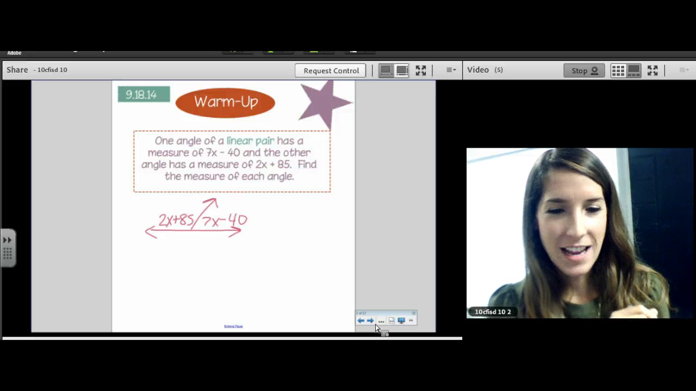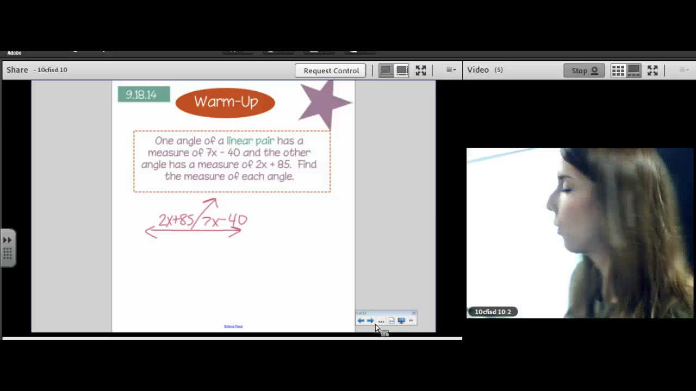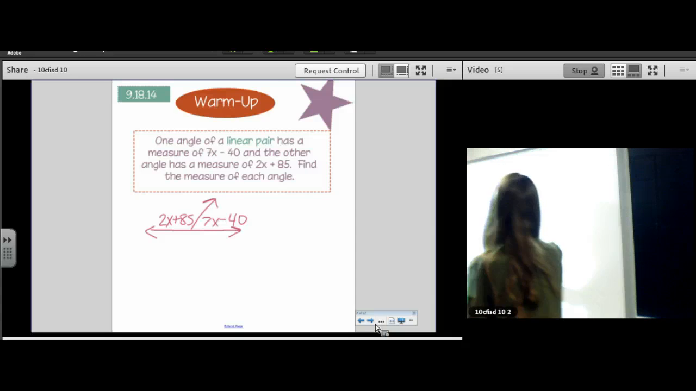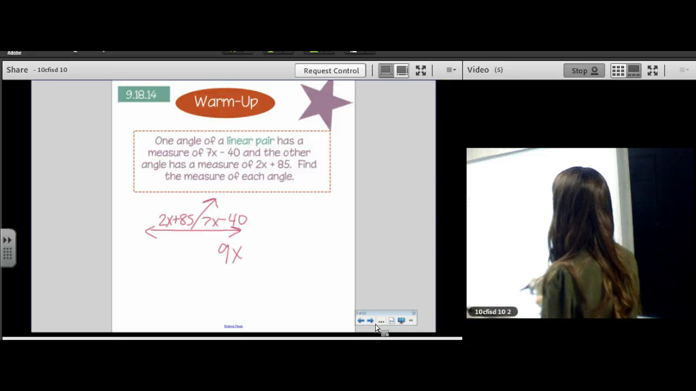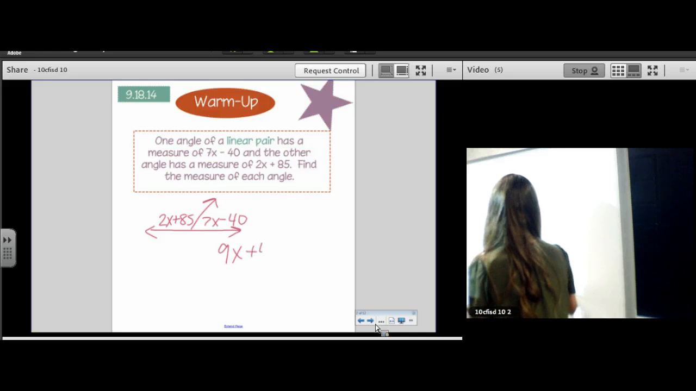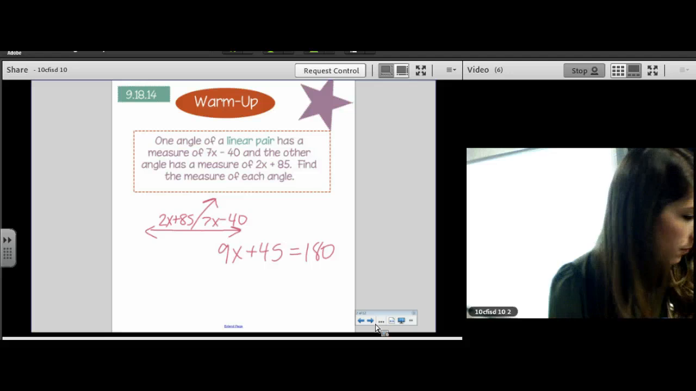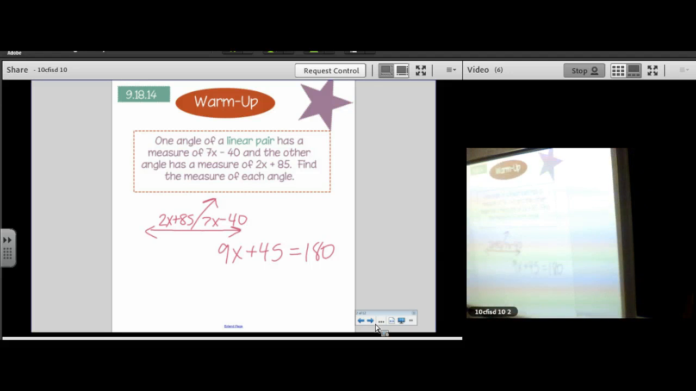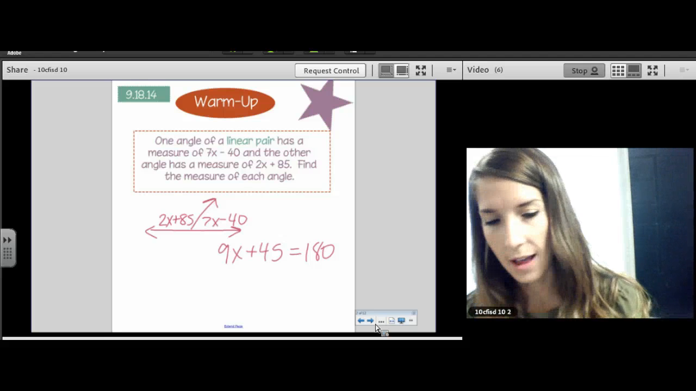Oh, Chloe, you're already giving away the answer. Okay, so we know that we're going to add these two expressions to equal 180. So 7x plus 2x, 9x, 85 minus 40 plus 45 equals 180. Subtract 45 from both sides and divide by 9. Edriel, tell me what you get for x.